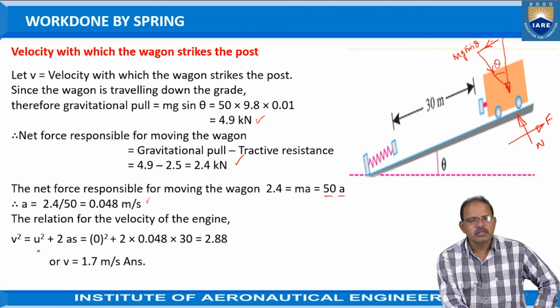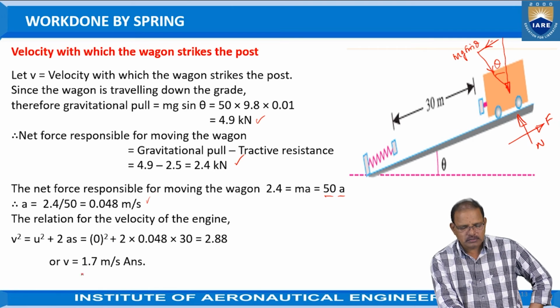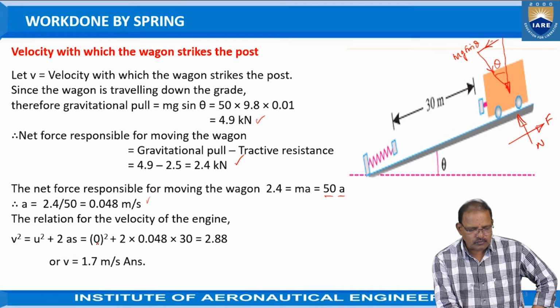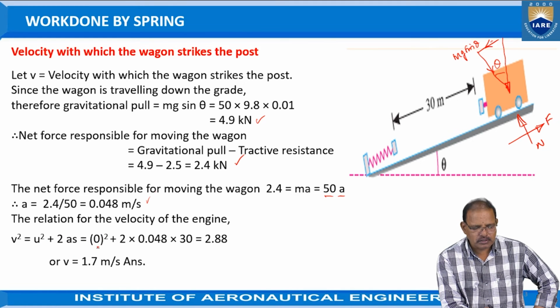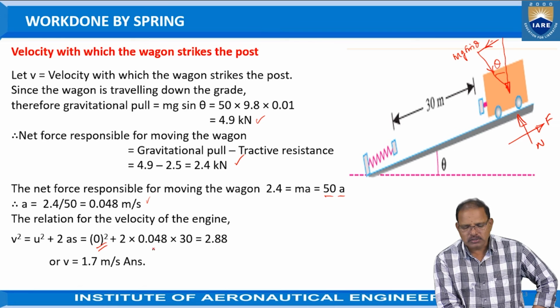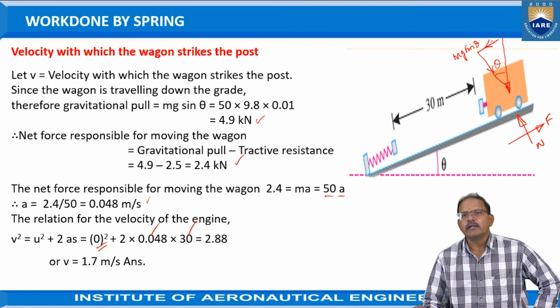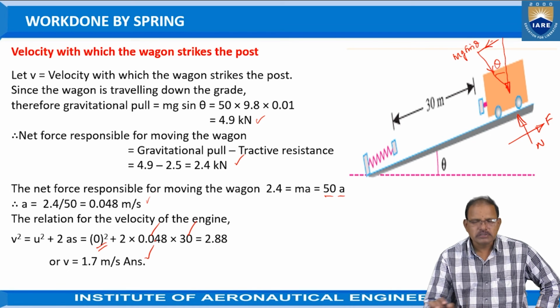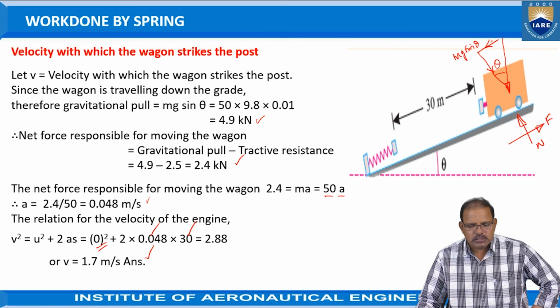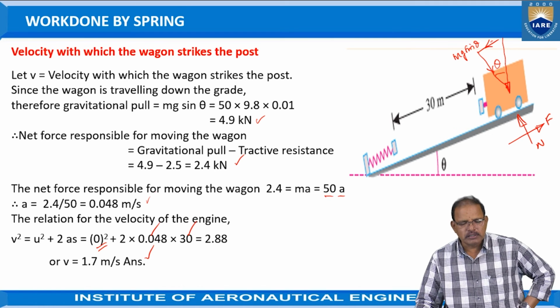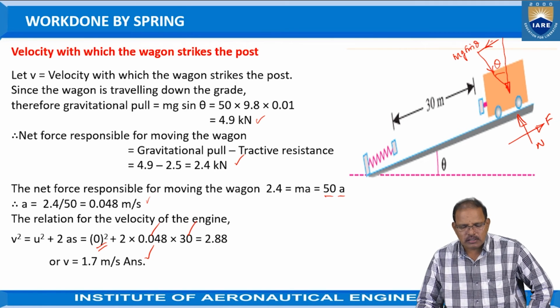By using the equation v square is equal to u square plus 2as, with initial velocity equal to 0, we got 0 plus 2 into a, which we already determined is equal to 0.048, and s is equal to 30 meters. From this relationship we got v square is equal to 2.88 and v is equal to 1.7 meter per second. That means by using this relationship we determine the velocity with which the wagon is striking the post.